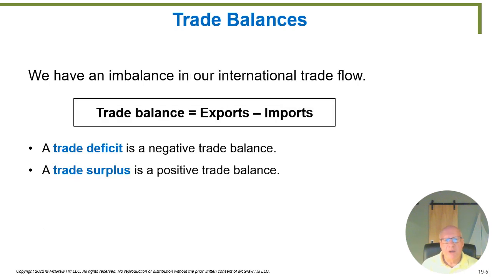Now let's take a look at the trade balance. The trade balance is a formula that says the trade balance is equal to exports minus imports. If the number comes up negative, we say we have a trade deficit. If the number comes up positive, we say we have a trade surplus.